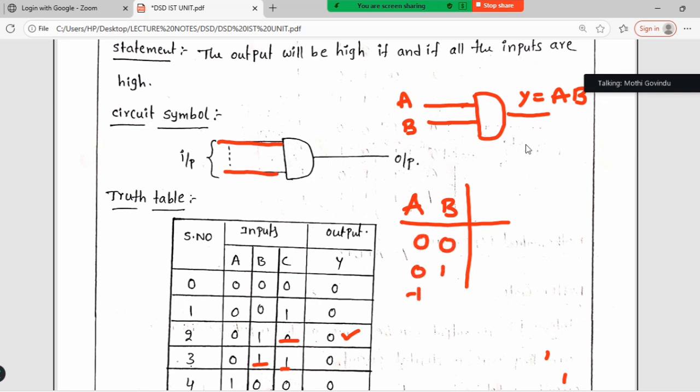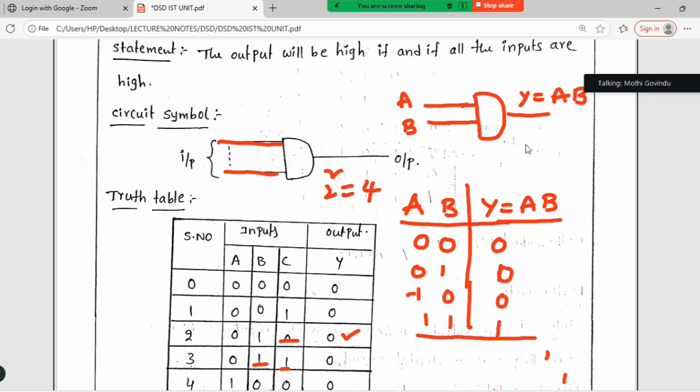0 0, 0 1, 1 0, 1 1, because 2 power 2 is nothing but 4 combinations. The output y equal to a b. So 0 into 0 is 0, 0 into 1 is 0, 1 into 0 is 0, 1 into 1 is 1. Internally it performs a mathematical product operation, or multiplication operation. When both inputs are high, our output is high.